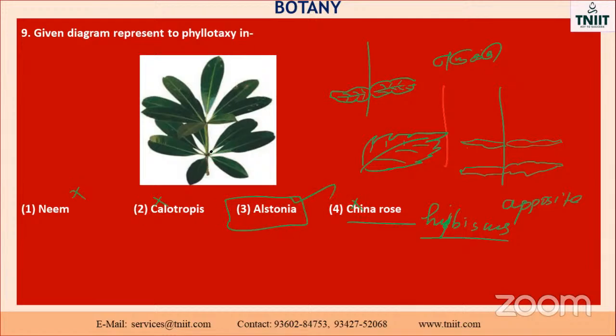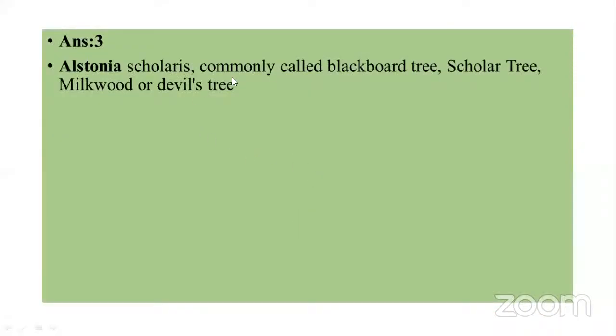This is called a compound leaf. In a single leaf, so many leaflets are united together at a single node. My dear students, don't forget. So this is the correct answer. Alstonia, see the option. Alstonia scholaris is commonly called black board tree, scholar tree, milkwood or devil tree. So this is the correct answer according to the arrangement of the leaves.